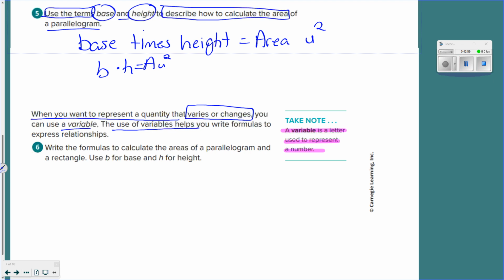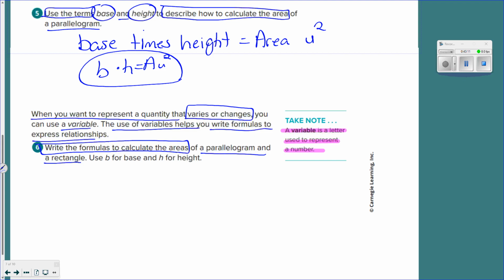Write the formula to calculate the area of a parallelogram and a rectangle. We already did that. We used b for our base and h for our height. I thought you said there was no alphabet in mathematics. Oh no, I said we always have alphabet in mathematics. We have four problems. Five. Next page, guys.